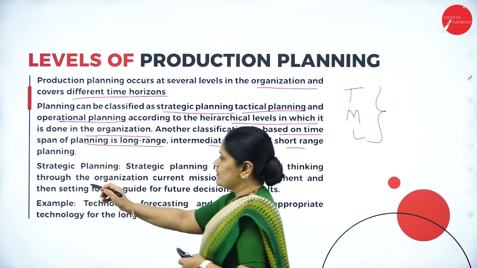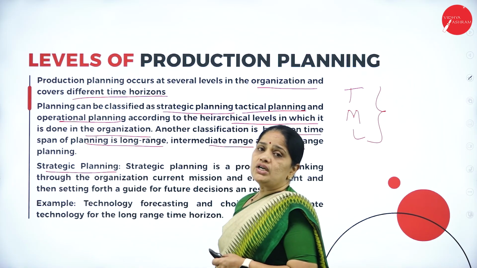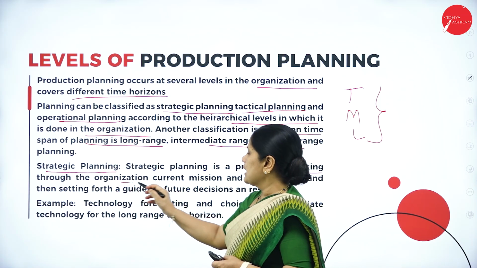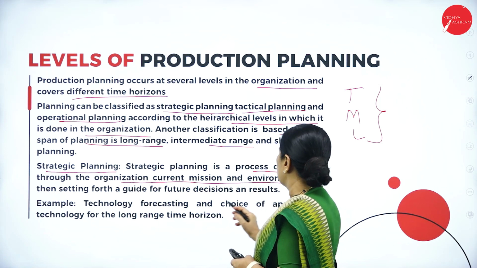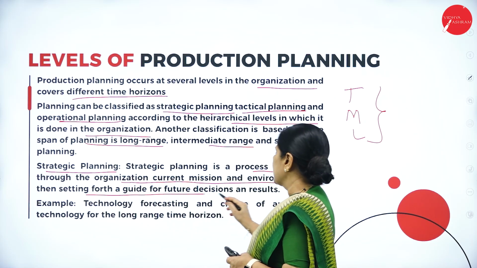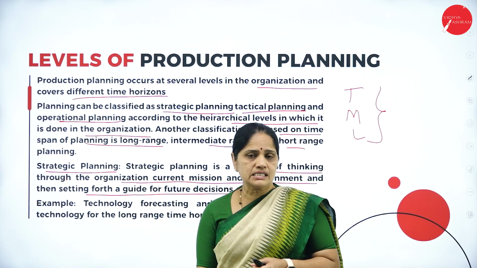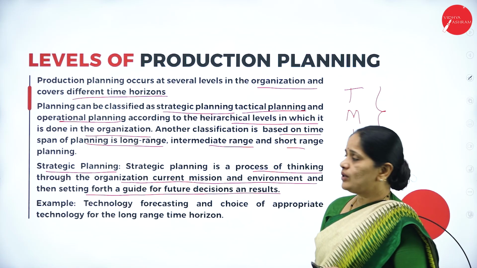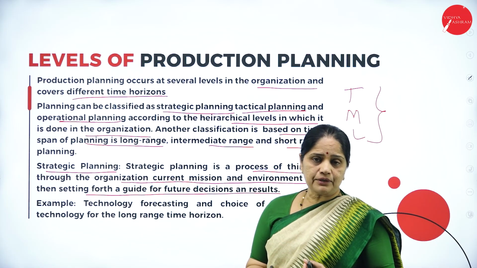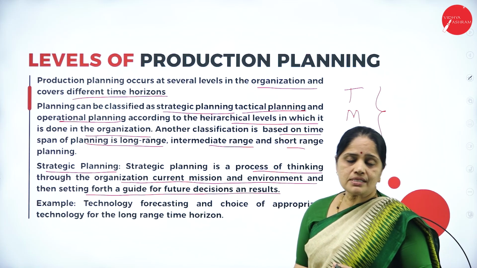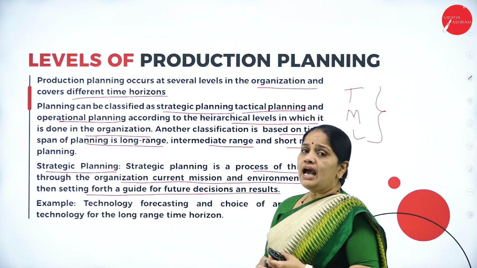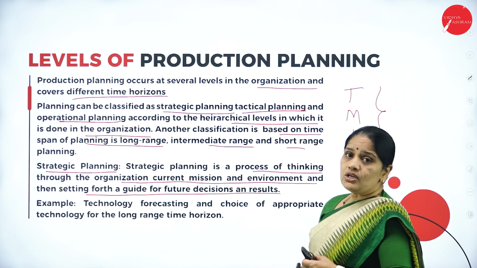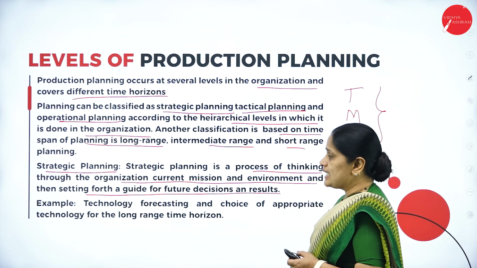So, next we have the strategic planning. Now, what do we mean by strategic planning? It is the process of thinking through the organization's current mission and environment and then setting forth a guide for future decisions and results. So, in strategic planning, you have to think about the current mission of the organization, what is the business environment involved and based on that, what is the kind of result you expect.